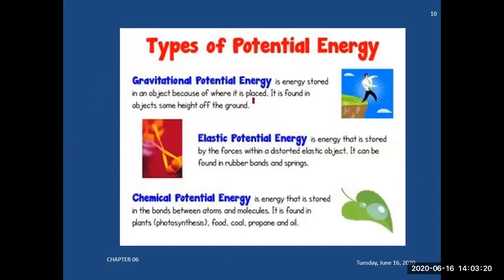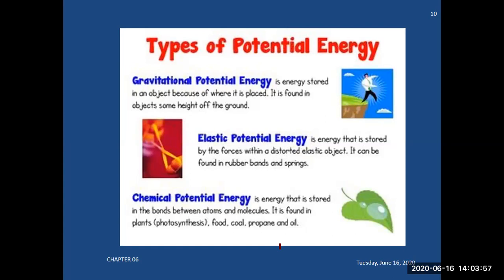Types of potential energy. Gravitational potential energy is one type. It is stored because of where the object is placed, at a height above the ground, like if you have placed an object up to a certain height, water in the tank, and other examples. Elastic potential energy, like a rubber band and springs, are examples of elastic potential energy. Chemical energy is also a type of potential energy, which is stored in the bonds between atoms in the molecules. It is found in plants, photosynthesis, food, coal, propane, and oil.